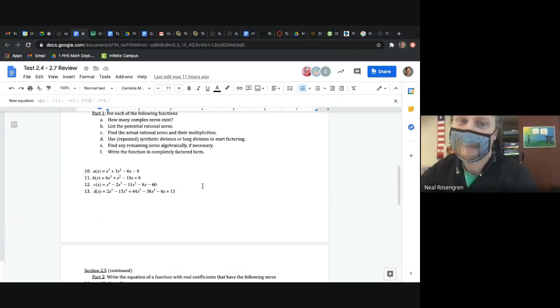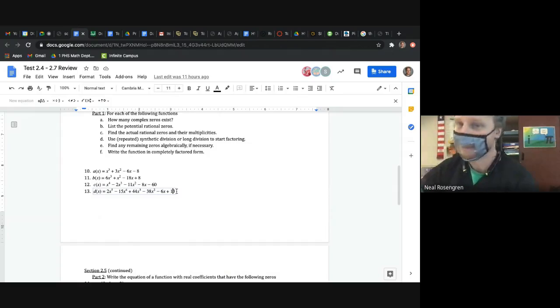Well, at least the rational options aren't that bad because 13's prime, right? So you don't have a long list like you did for 12 because the factors of 60 are crazy. 1, 2, 3, 4, 5, 6 all go evenly into 60. And then all of their factors go with it. 10, 12, 15, 20, and 30, and 60, right? So that was a long list.